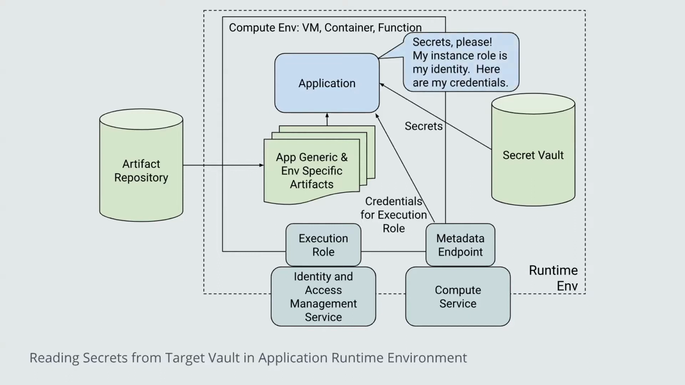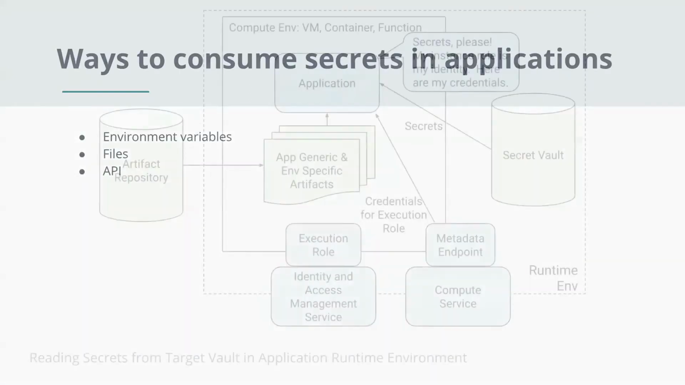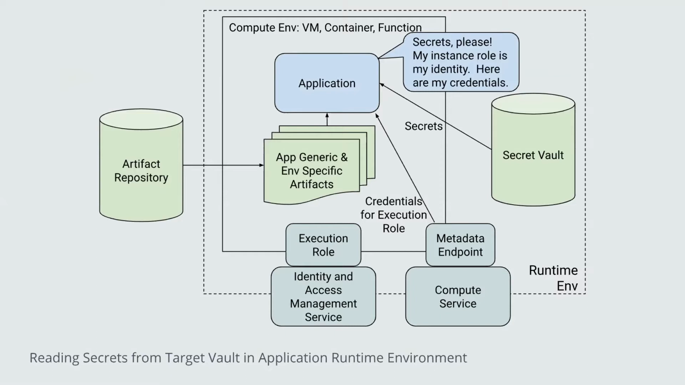And then it can say, hey, secret vault, let's go with parameter store, give me my secrets, please. I'm going to read all these secrets from this part of parameter store, this path. Here's my instance role identity and credentials. And that's how you bootstrap those secrets into your application.